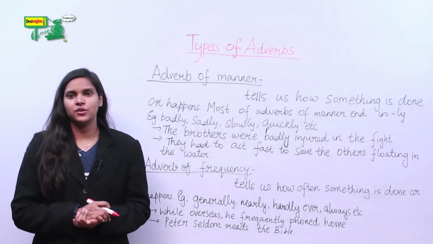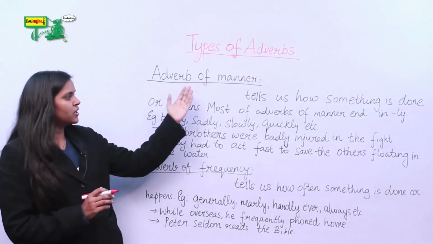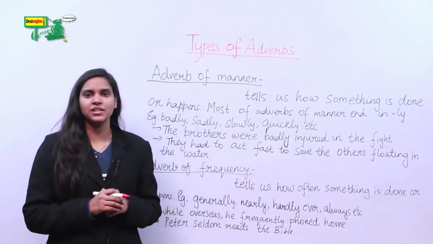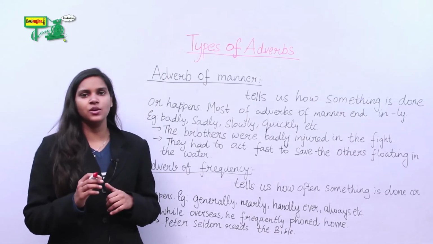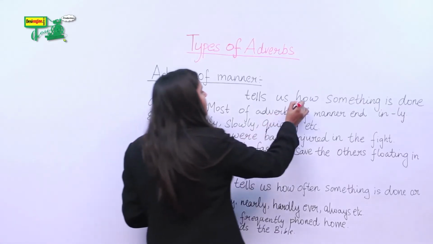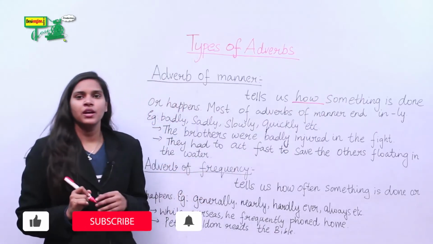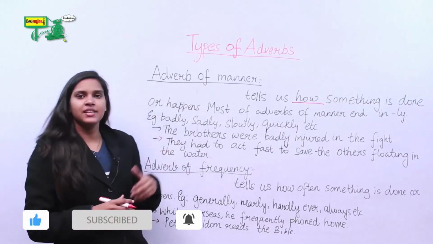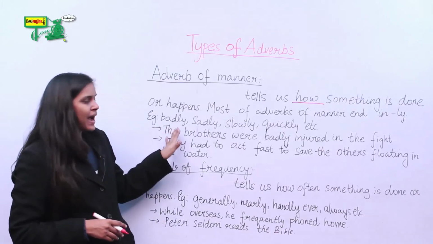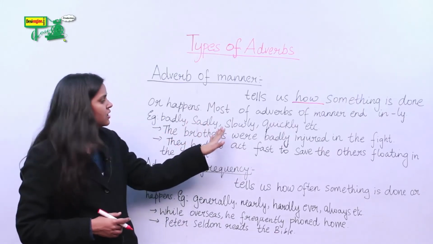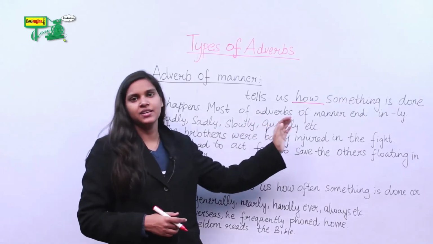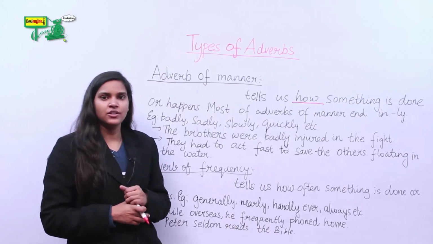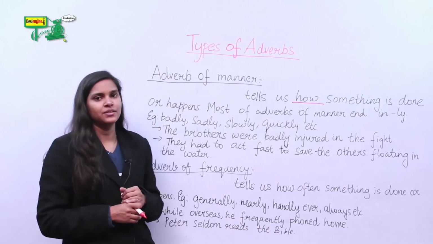The next kind of adverb that we are going to do is adverb of manner. Adverb of manner tells us how something is done or happens. The key word over here is how. And most adverbs of manner end in ly. Let's take a few examples: badly, sadly, slowly, quickly, etc. I have written down 2 sentences where we'll try to find out the adverb of manner.